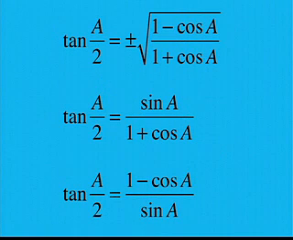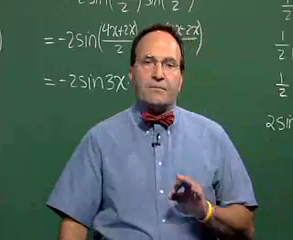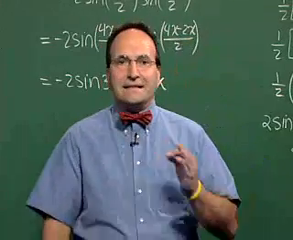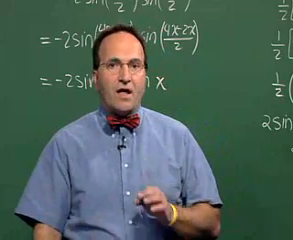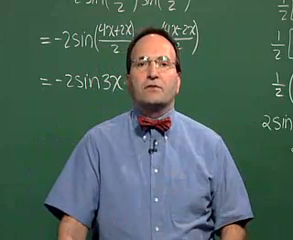The tangent of a over 2 is equal to plus or minus the square root of 1 minus cosine a over 1 plus cosine a. Now, the tangent of half of a is also equal to the sine of a over 1 plus cosine a. It's also equal to 1 minus cosine a all over sine of a. In terms of deriving those formulas, we said we could use the other identities to actually derive those. Let's do an example in which we will find another way to get the exact value of a trigonometric function.